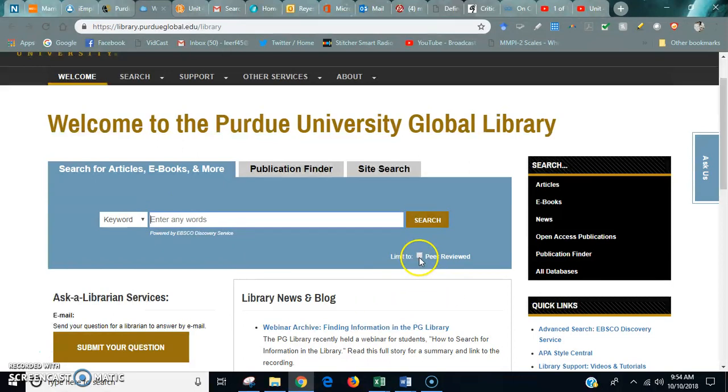Right here on the bottom it says peer-reviewed. Make sure to click on that because you want peer-reviewed articles. You don't want magazines. You don't want a book. You want a peer-reviewed article.